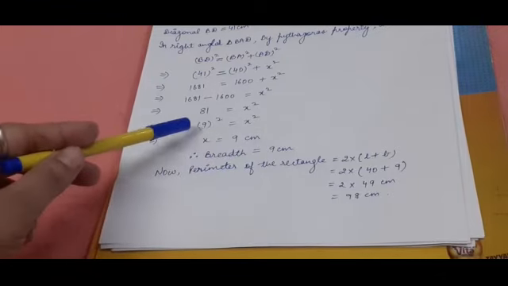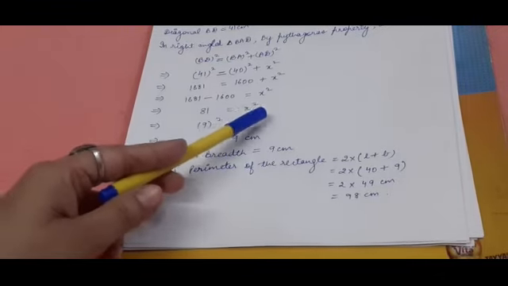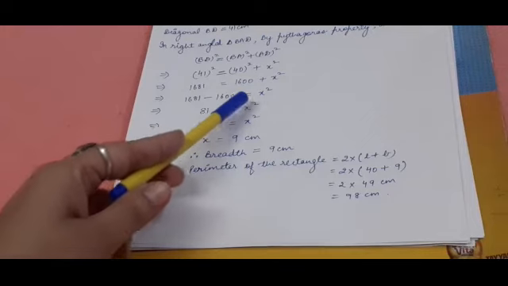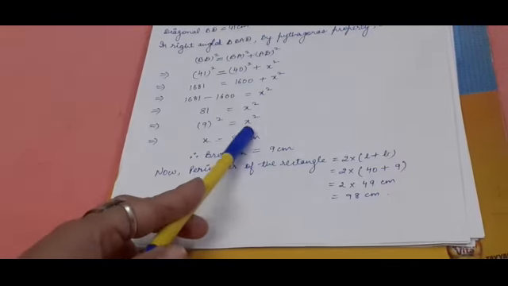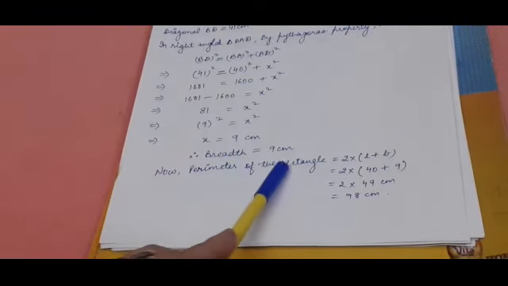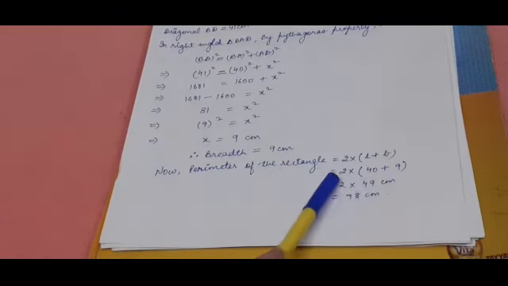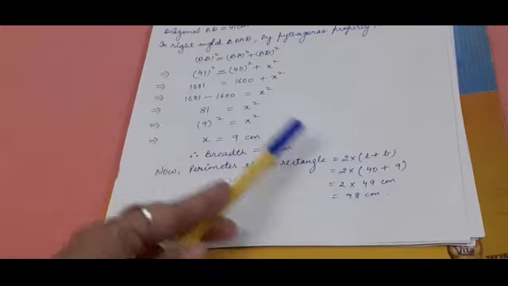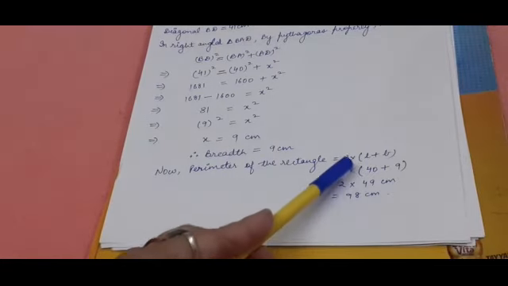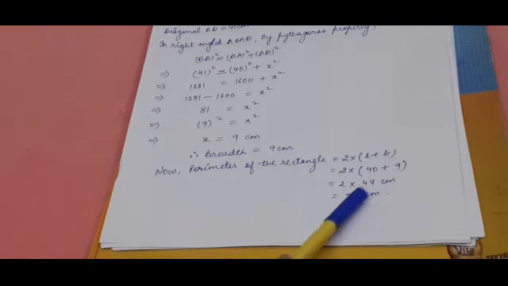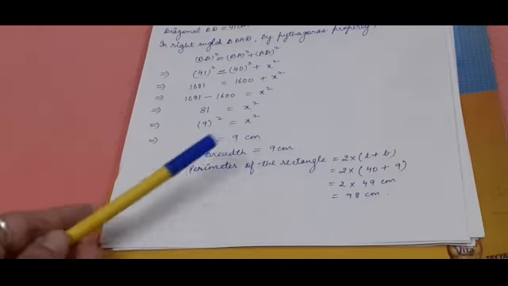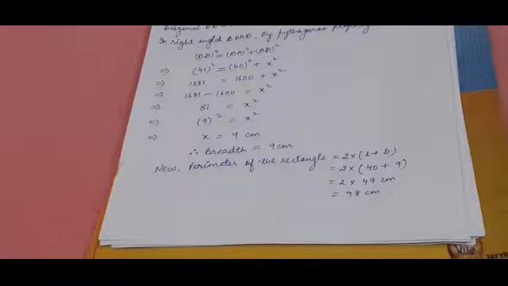Now in this, 9 square and x square, so x is equal to 9 because we have to cancel out this thing. We have to compare the bases here. So breadth will become 9 centimeter. Now the perimeter of the rectangle is 2 into L plus B. So 2 multiply by, put the value of L. L is 40 and B is 9. So 40 plus 9, first solve the bracket, 49. Now 2 multiply by 49 is 98 centimeters. So that is the perimeter of the rectangle.